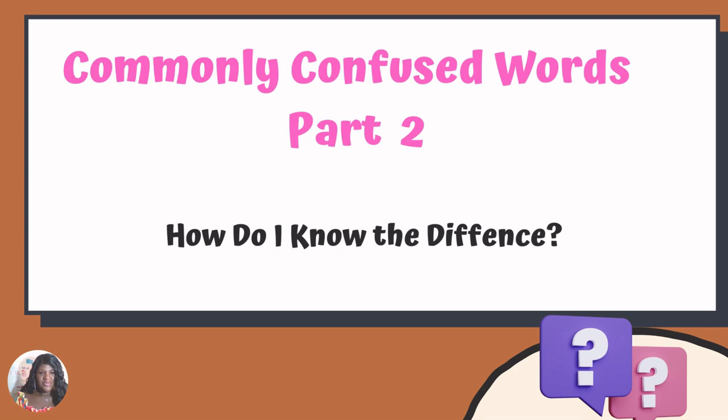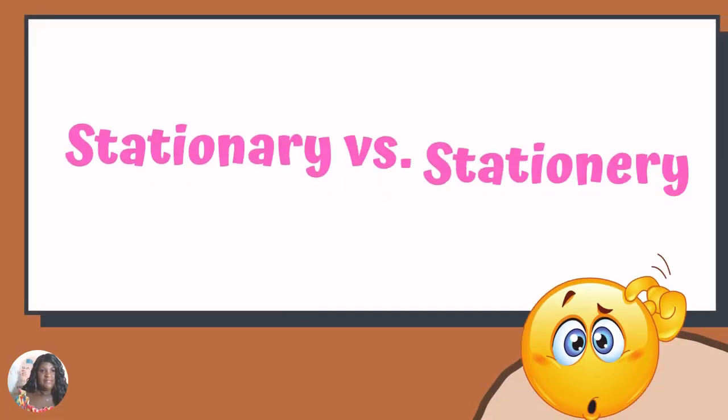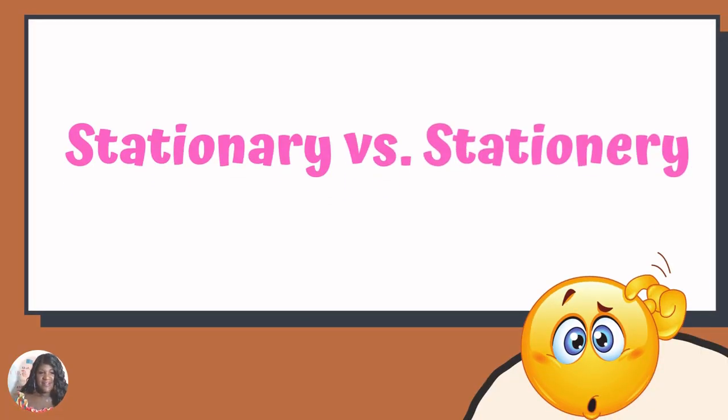Commonly confused words. Part two. How do I know the difference? Let's find out. Our learning objective is to identify and understand commonly confused words, using them in sentences to help you understand which word to use and how to use it to know the difference. Our first set of words: stationary versus stationery.